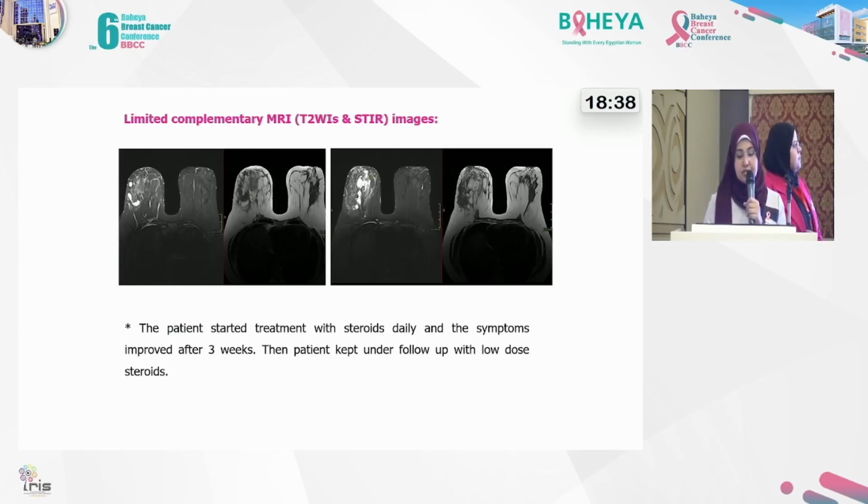The patient was started on daily steroid treatment and the symptoms improved after 3 weeks. The patient was kept under follow-up with low-dose steroid.